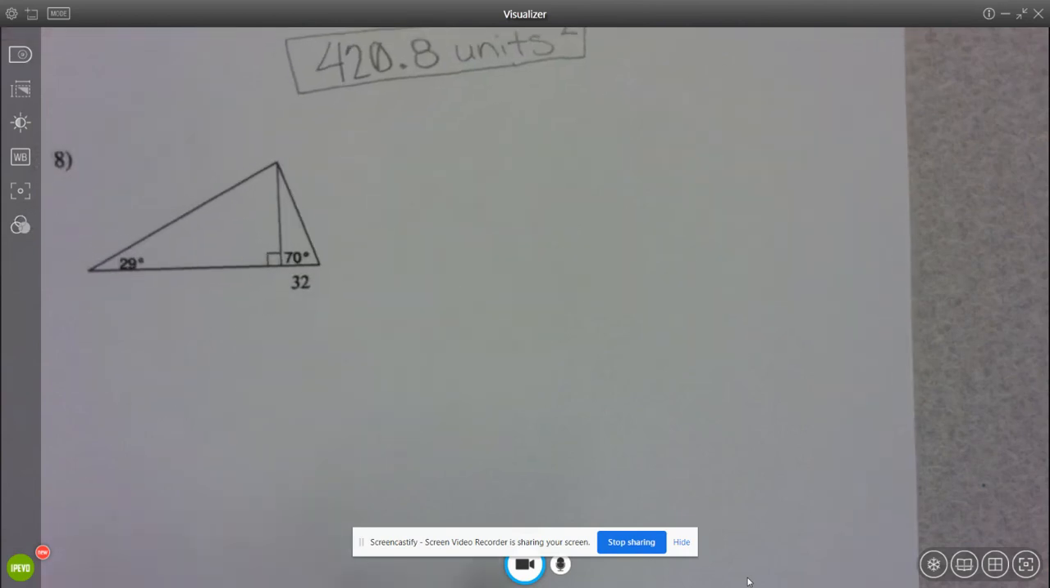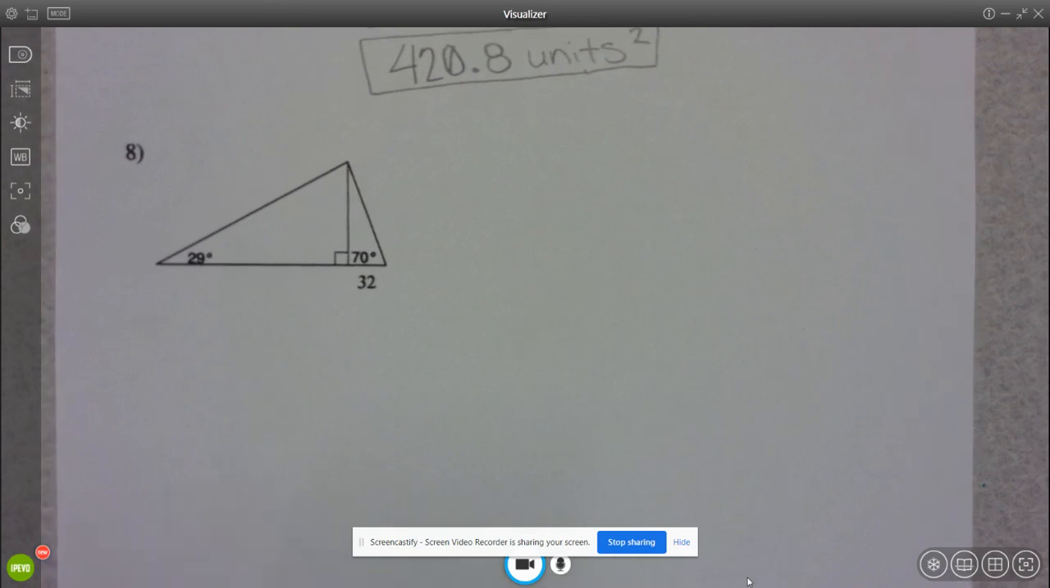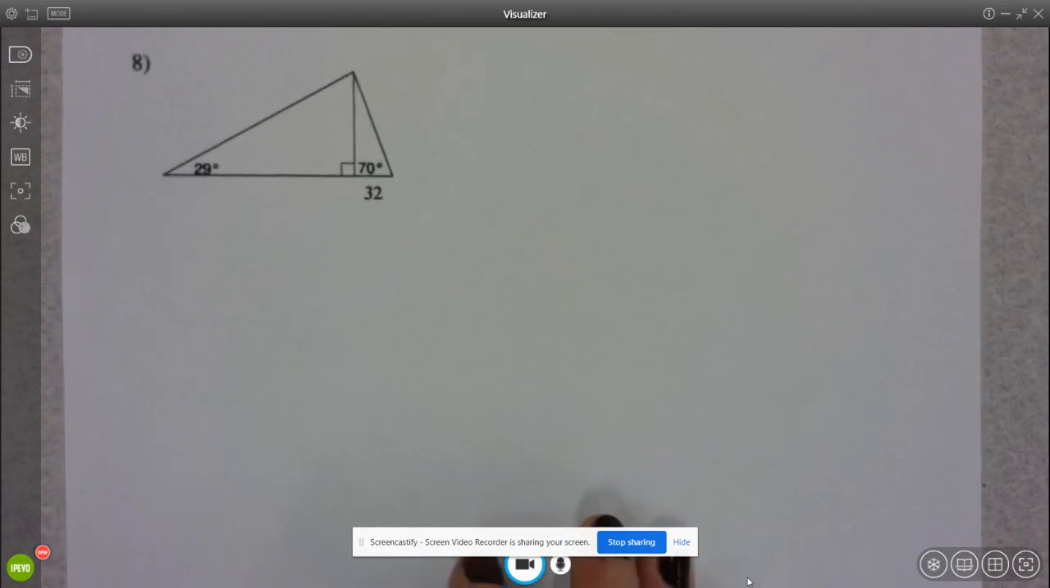So go ahead and try number 8. Hit pause. See if you can follow the steps that I just did in number 7. Find the area. When you've got to a final result, unpause the video, come back and double check and see how you did.